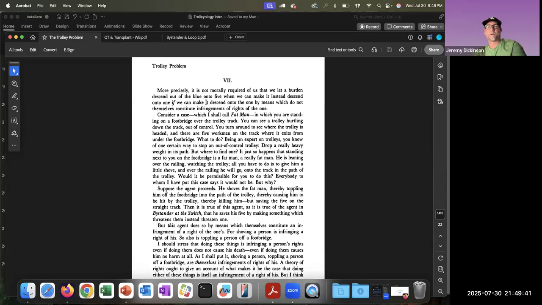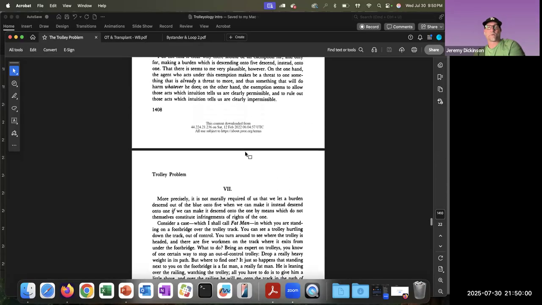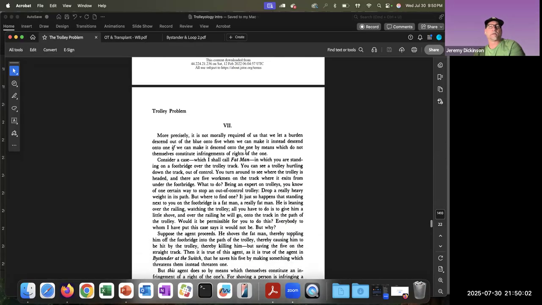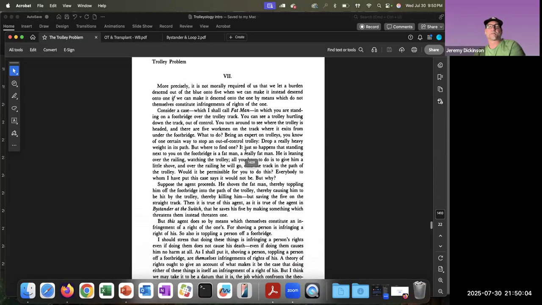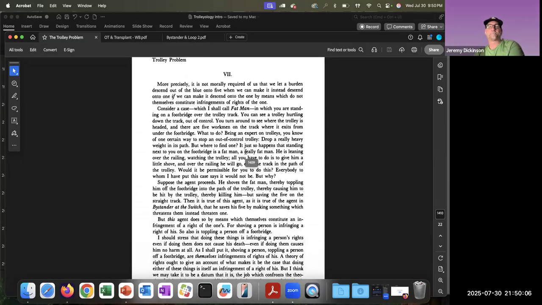But the fat man case here. So consider a case which I call fat man, in which you are standing on a footbridge over the trolley track. You can see a trolley hurtling down the track out of control. You turn around to see where the trolley's headed, and there are 5 workmen on the track where it exits from under the footbridge. So yeah, we're on page 14, top of page 14 again. Just the second full paragraph there.